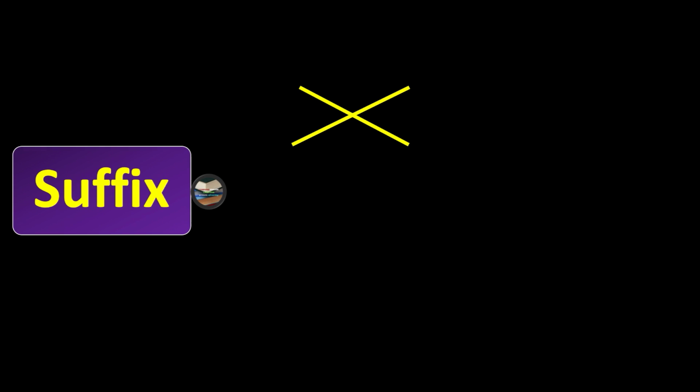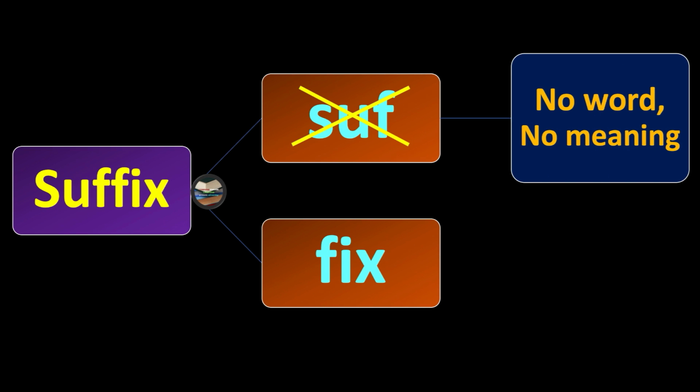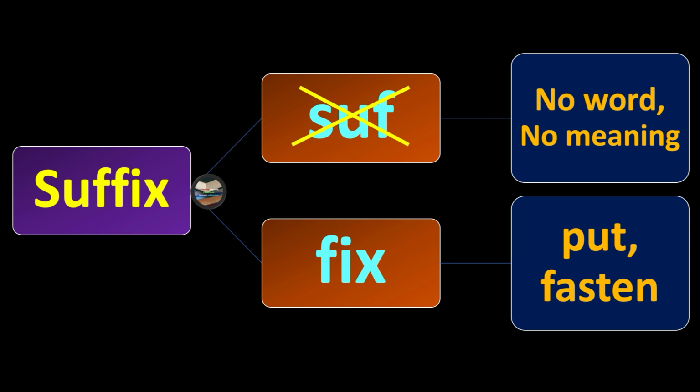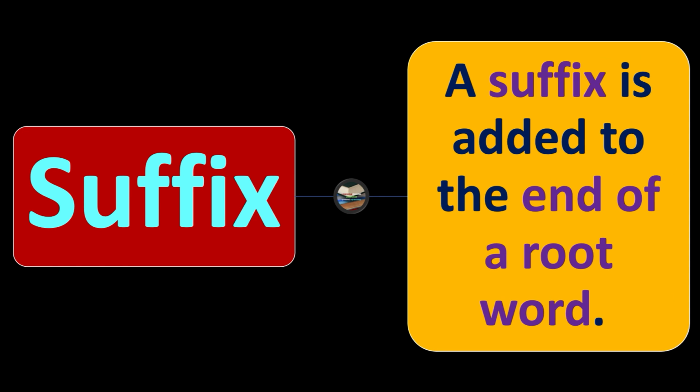Now we move on to the next, suffix. Like prefix, which we divided into 2 parts, pre and fix, suffix cannot be divided into 2 parts like suff and fix, because the word suff does not have any meaning. It does not exist as a word. So no word, no meaning. You cannot divide it in the way we divided prefix. However, fix means put and fasten. So in the way we talked about prefix, put before, suffix we cannot divide in that way. We have to take suffix as a single word, a single unit, a single entity. It means a suffix is added to the end of a root word.